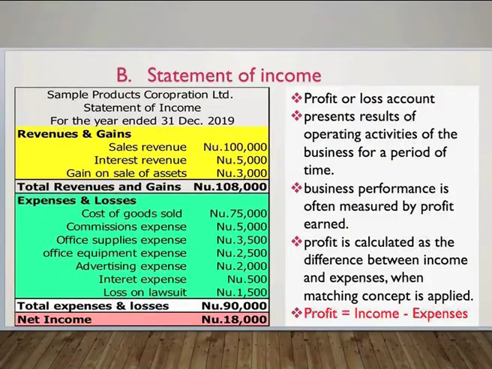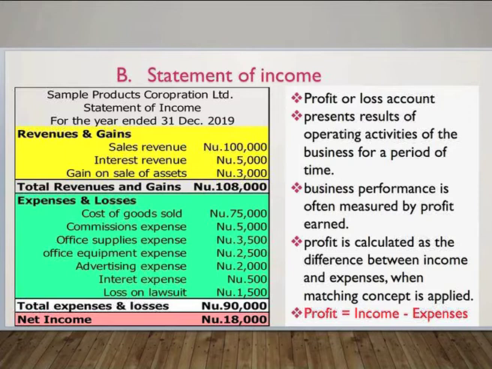B, statement of income. Similarly, statement of income also should begin with the name of the company, name of the statement, and the year for which it is being prepared. Statement of income is also, in other words, called profit and loss account. It represents results of operating of business for a period of time. Business performance is measured often by profit earned.